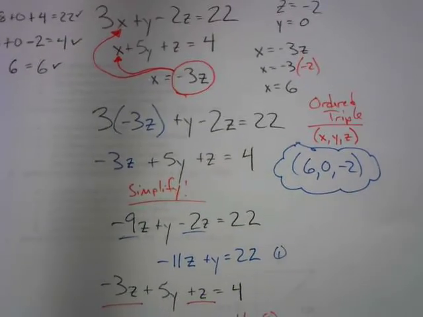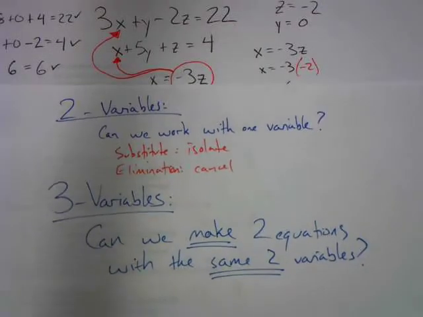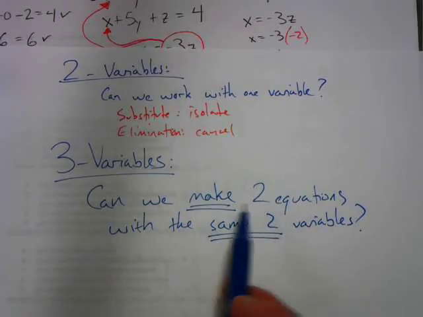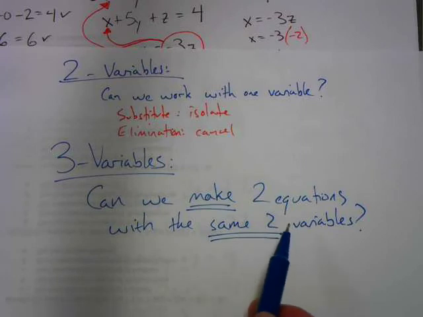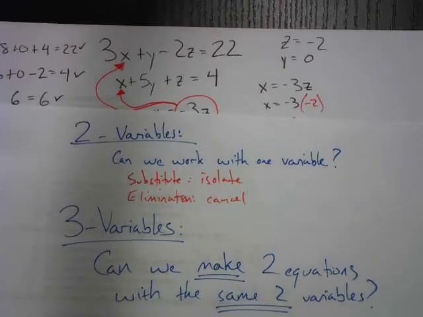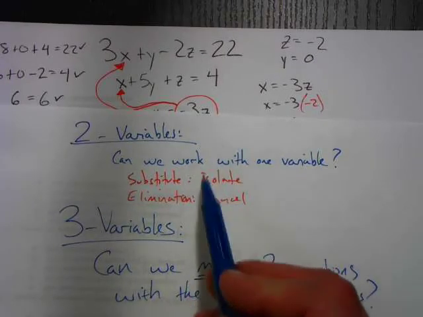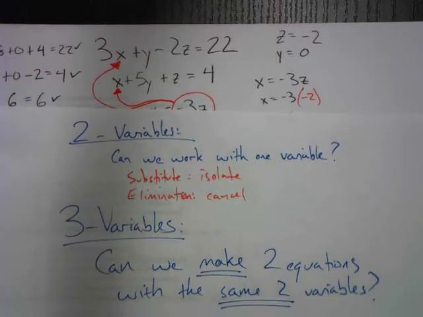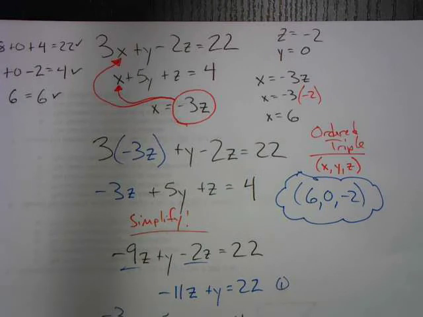So in review, what's the note? The note is this: if you have 3 variables, can you make 2 equations with the same 2 variables? And if you can, we're going back to what we've done earlier in the unit, and then being able to unwrap everything. So I hope that's helpful, and look forward to practicing with you.